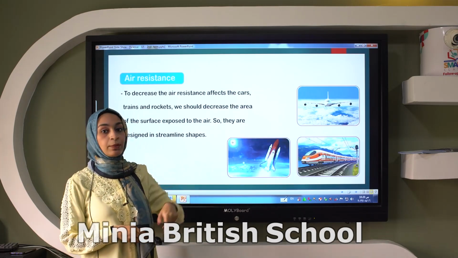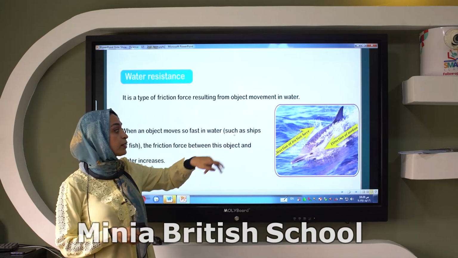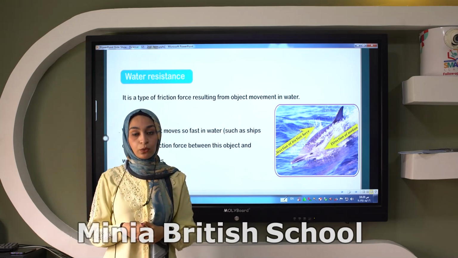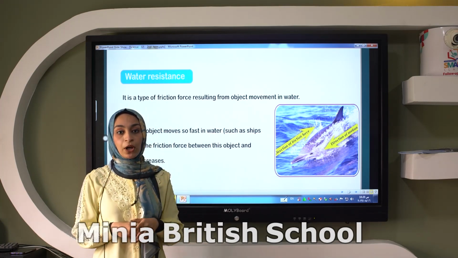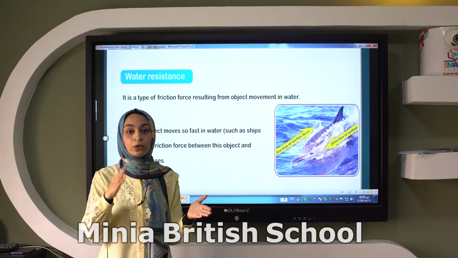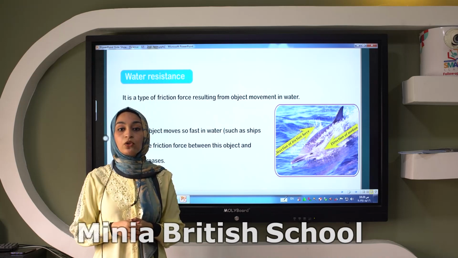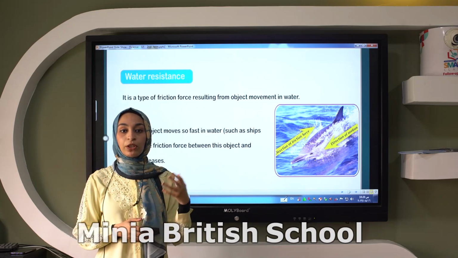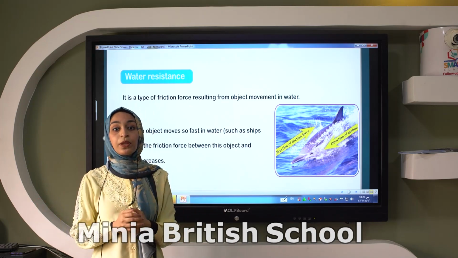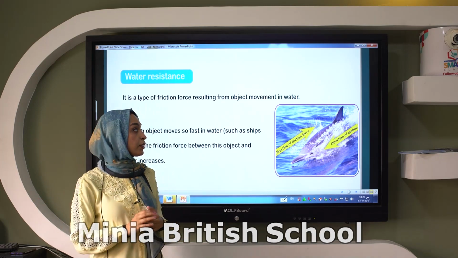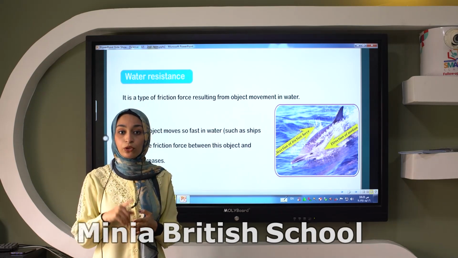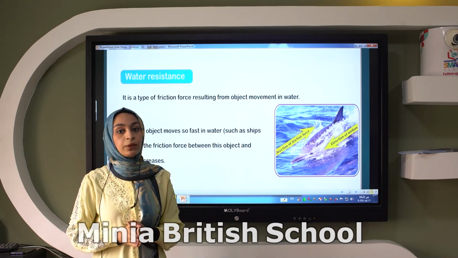What about the last type of friction, which is water resistance? It's a force that results from the motion of the object through water, and it is also affected by two factors, which are the speed of the body and the surface area. And there is also a direct relation between the water resistance and the speed, and between the water resistance and the surface area. So a ship, boat, fish, or dolphin, all of them have a streamlined shape.